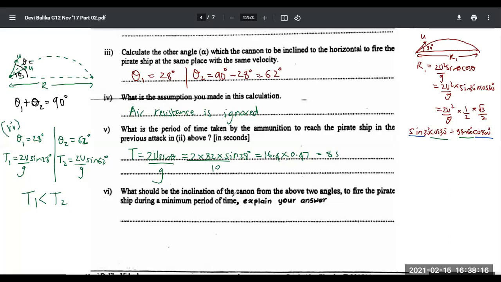Let's see what they are asking for. Minimum period of time. That means your time should be less. Then your angle should be 28 degrees, right? Why? Because T is equal to 2u by g sine theta. When theta is small, sine theta is small, and then the time taken will be small. Good, because we are not changing anything else. We did not change the initial speed, and g is a constant, 2 is a constant. Therefore, T will depend on sine theta. So 28 will be the answer.